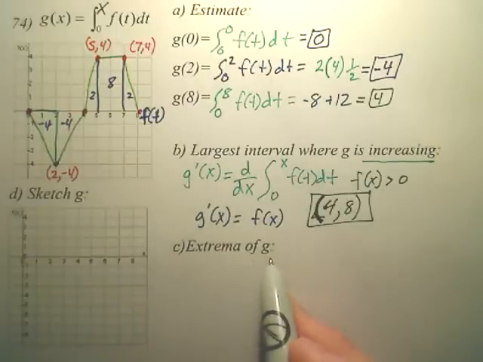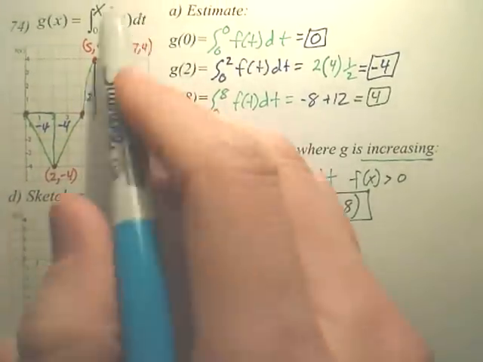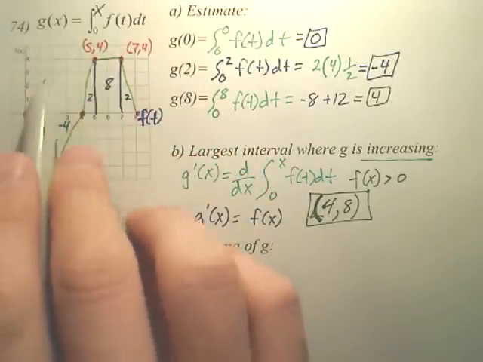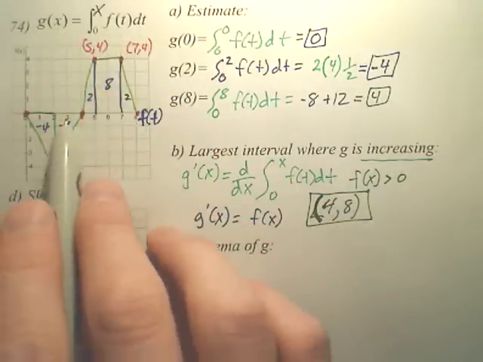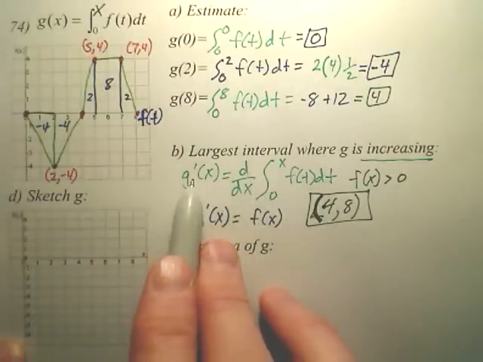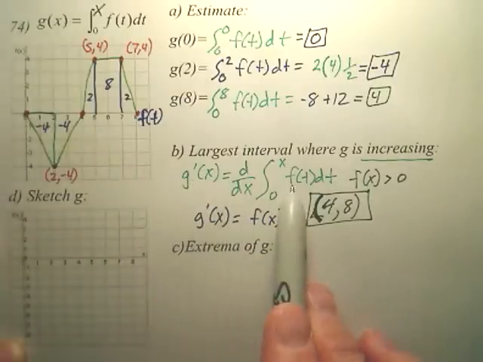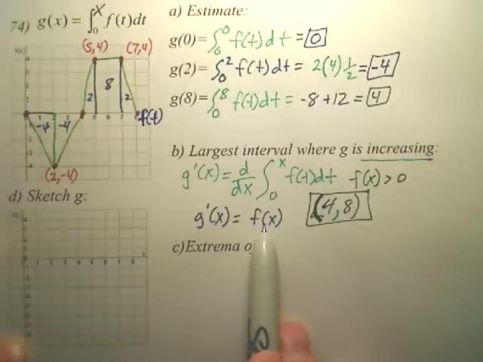We're going to find the extremas of g. This is your function g up here. I want to find the extremas of g. Now, g is the integral of f of t. This is f of t. And what we talked about here on letter B is that when we derive g, we derive f. Basically, the derivative of g equals f.